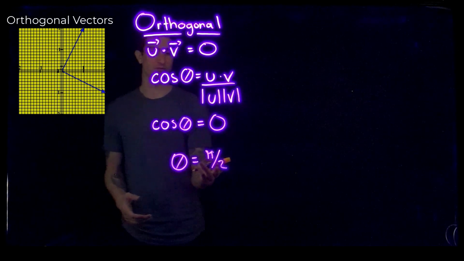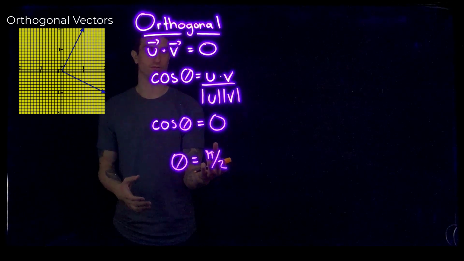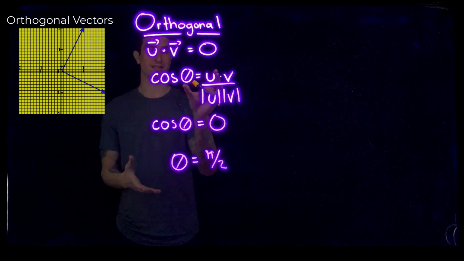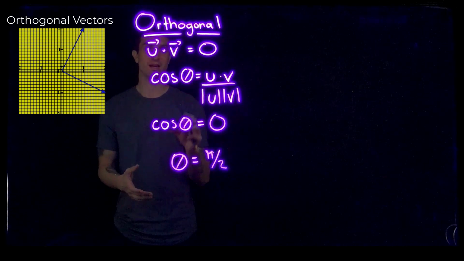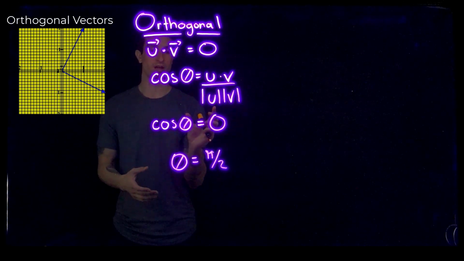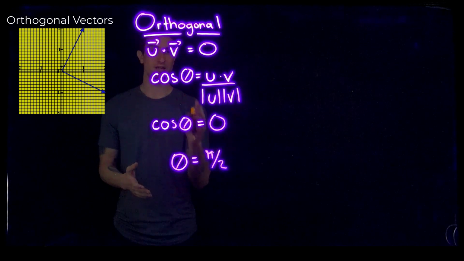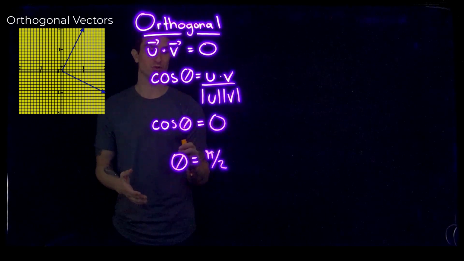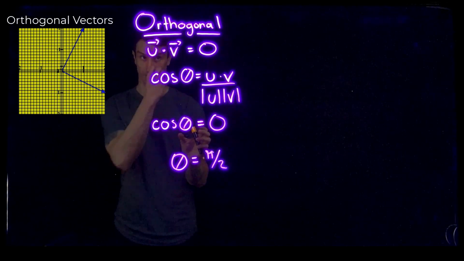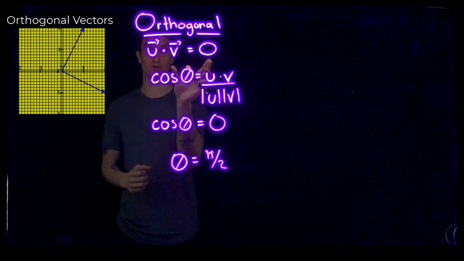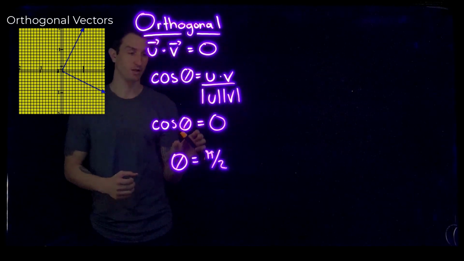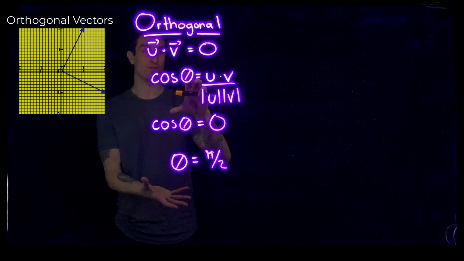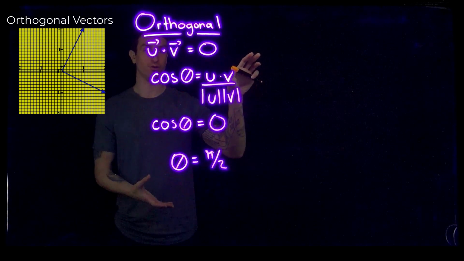Well, what is pi over 2? Pi over 2 is a right angle. So if we're looking at two vectors that have a dot product equal to 0, that implies geometrically they are forming a right angle between them, or they're perpendicular to each other. So that is what it means for two vectors to be orthogonal. Now we're going to take this idea of orthogonal and build upon it for the cross product.